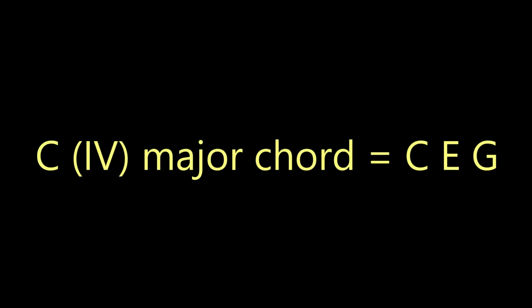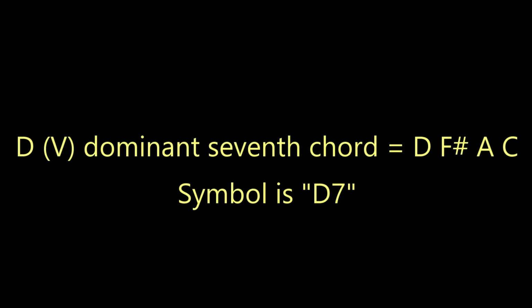If we start on C, play every other note, and stop after 3 notes, we have the notes C, E, and G. These are the notes of the C major chord. Because the root of the chord is C, the fourth note in the G major scale, we call this the 4 chord in the key of G. If we start on D, play every other note, and stop after 4 notes this time, we have the notes D, F sharp, A, and C. These are the notes of a D dominant 7th chord, which is just known as D7. Because the root of the chord is D, the 5th note in the G major scale, we call this the 5 chord in the key of G.